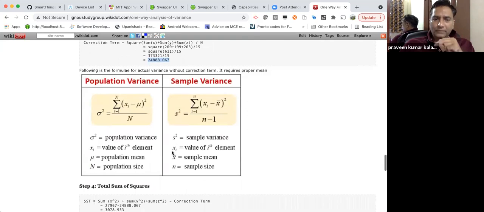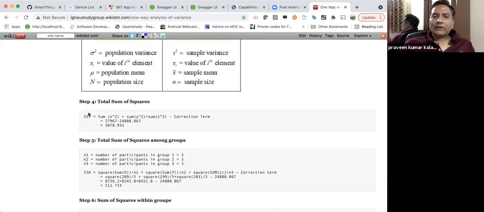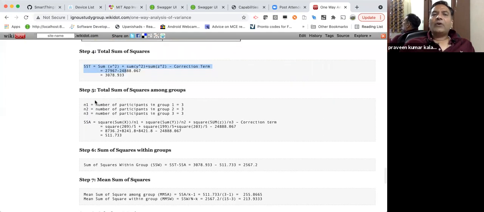Okay. So how do you calculate the sum of squares total? You add all the sums of squares, that is x square sum, y square sum, z square sum, and subtract the correction term. This is the sum of squares total. Okay. And how do you calculate sum of squares among groups or between groups?